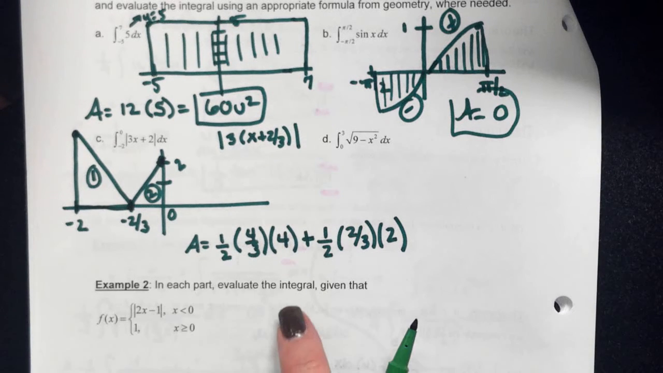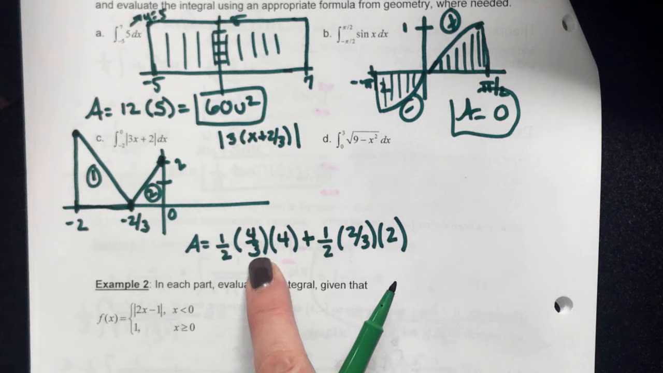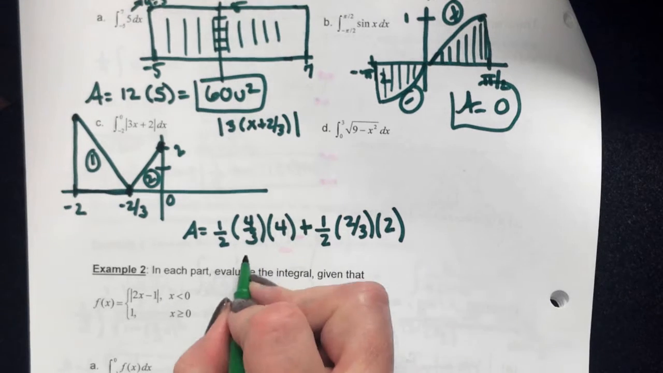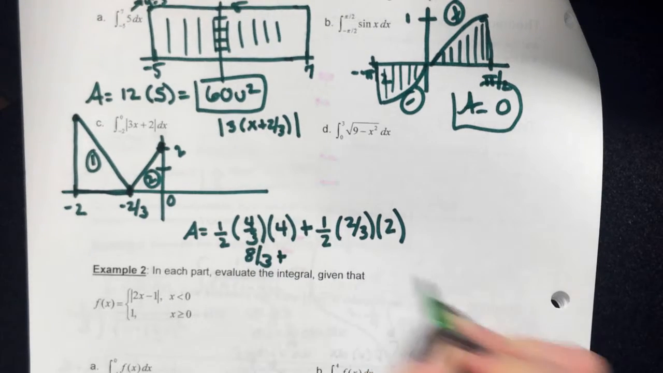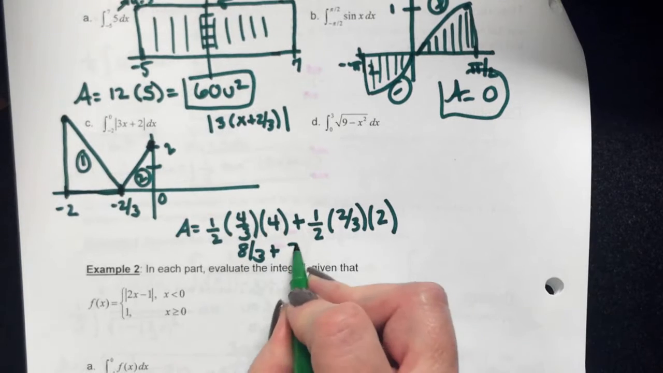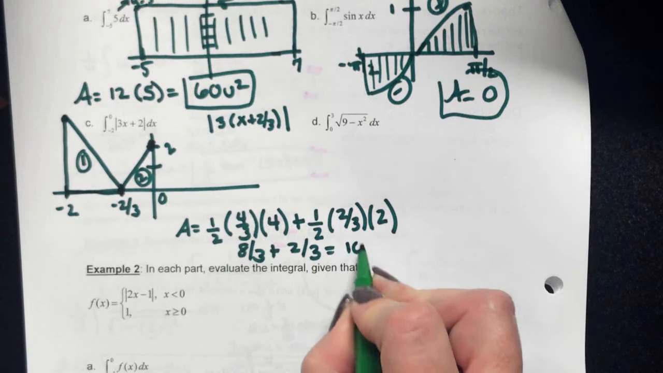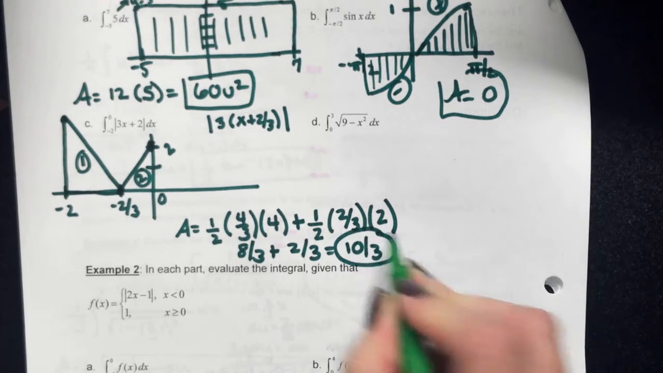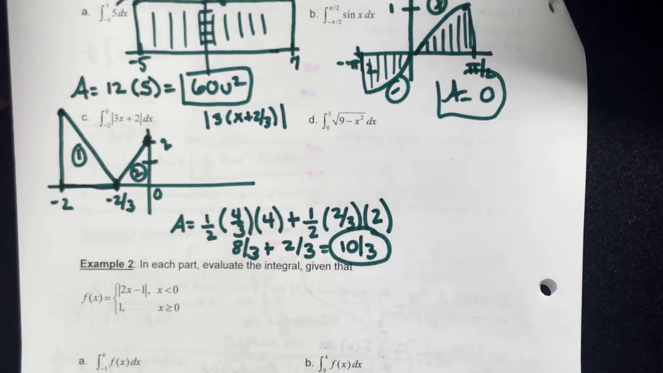So 1/2 times 4/3 is going to give me 2/3. 2/3 times 4, that's 8/3, plus 2/3. So we should end up with 10/3 as my area. So any questions on calculating the area? Again, you can just divide them up into geometrical shapes and add them together.